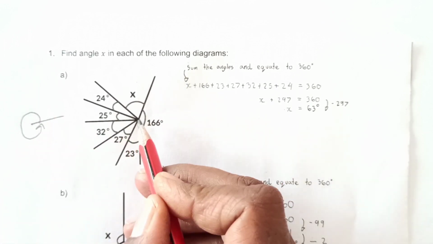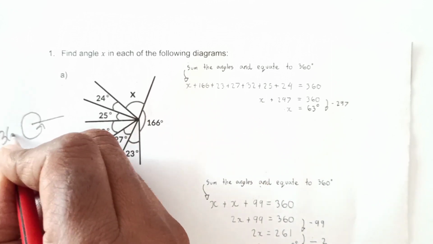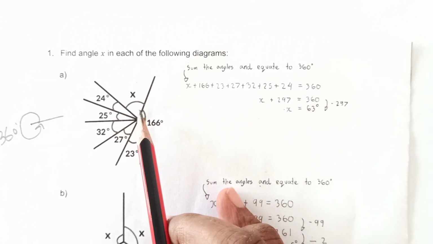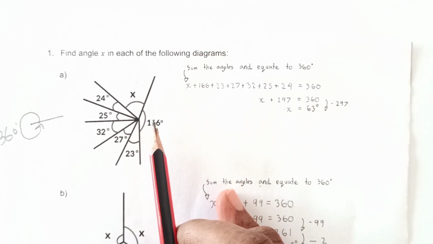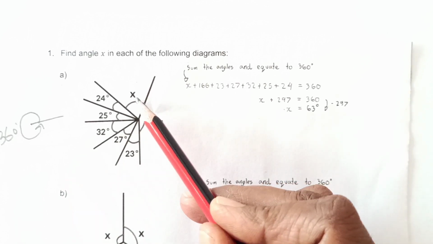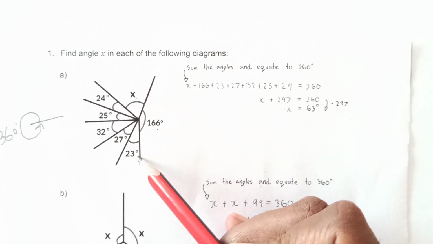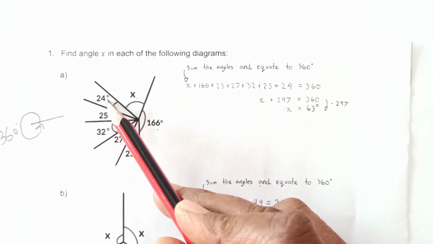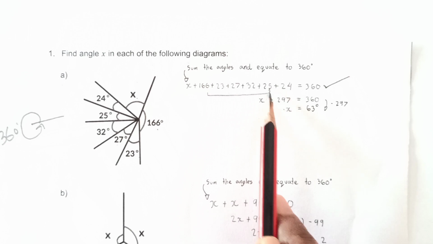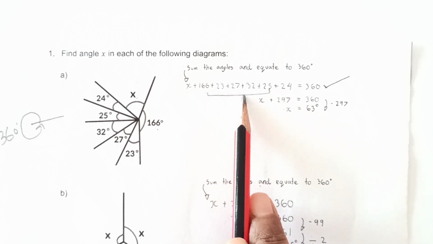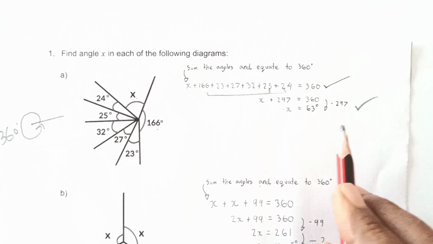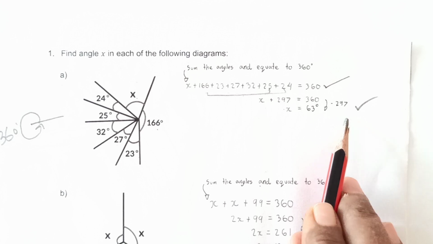point. So one line and all these angles. So the sum of all these angles should be 360. So what we are going to do is just write down the sum of the angles. So the sum of the angles here is, if we start from here, x plus 166 plus 23, 27, 32, 25 and 24. This is equal to 360. So the sum of all these angles is 197. So x plus 197. Then you subtract, the final answer is going to be 297, right?